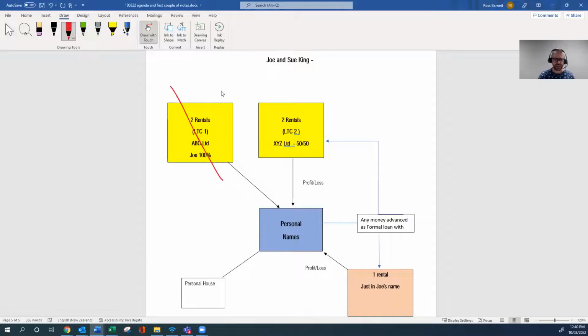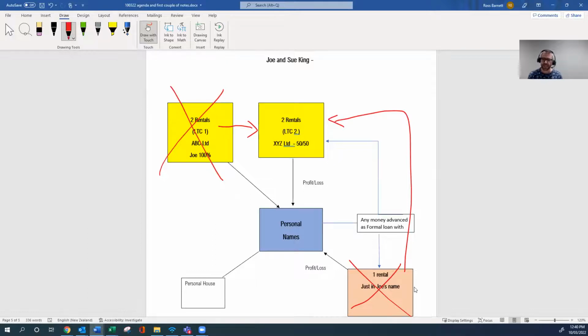We're actually getting rid of this. We're getting rid of this. And we're trying to do it all at the 1st of April. So basically, these two rentals are going to move across into here. This rental is going to move up here. And we're looking at doing it, trying to get it in place at the 1st of April so it aligns with the tax year.